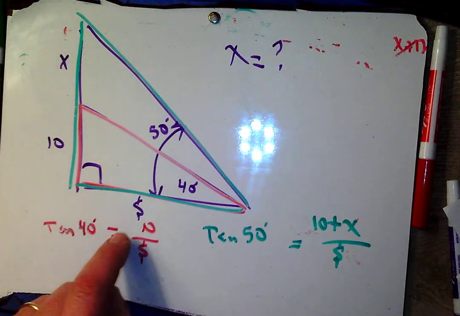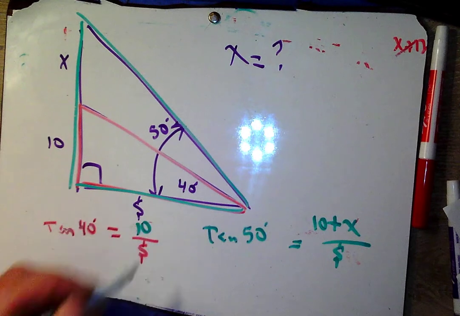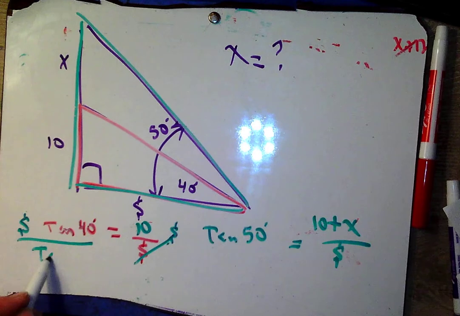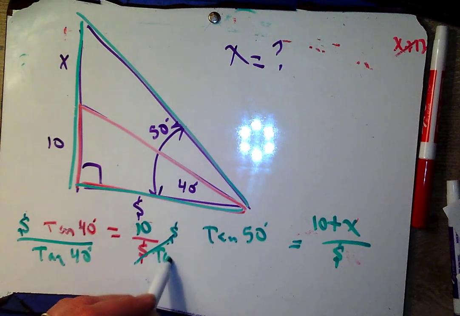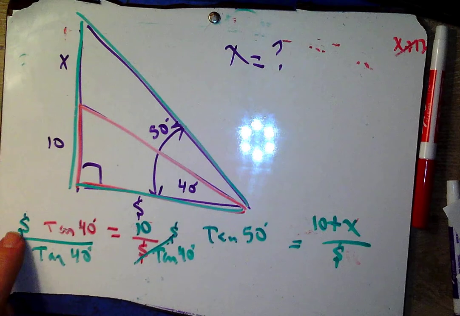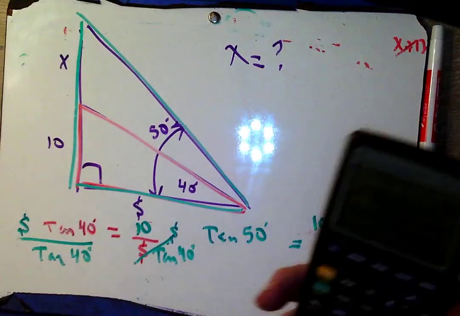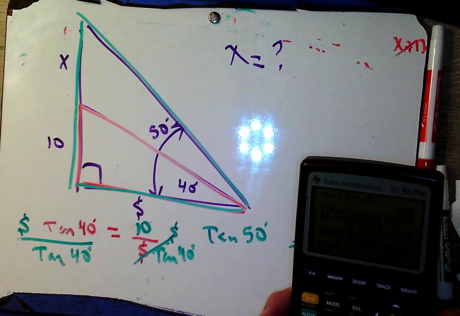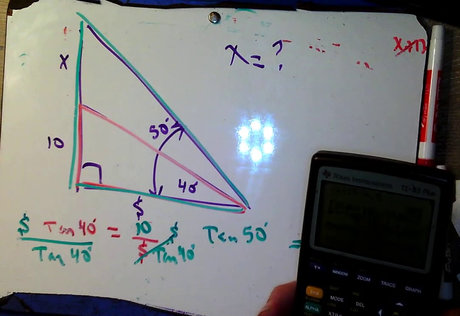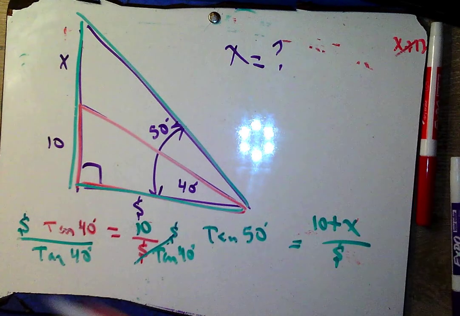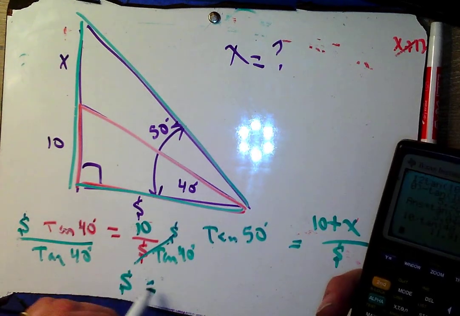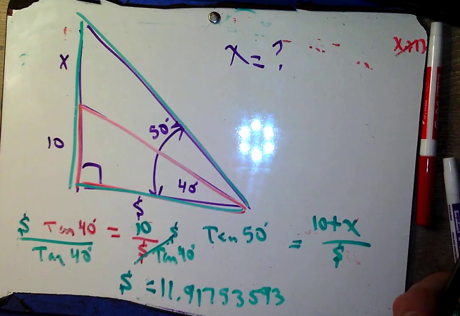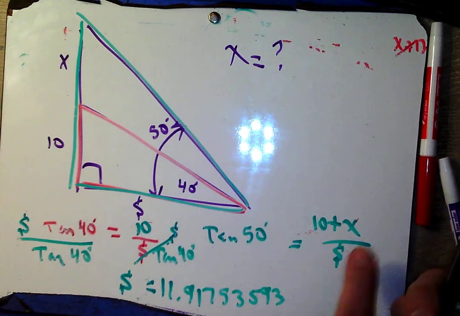Well, let's add 10, by the way. If I multiply both sides by s, and then divide both sides by tan 40, I can find out what s is. That's pretty fast. Okay, so 10 divided by tan 40. So I get that s equals 11.91753593. Cool.